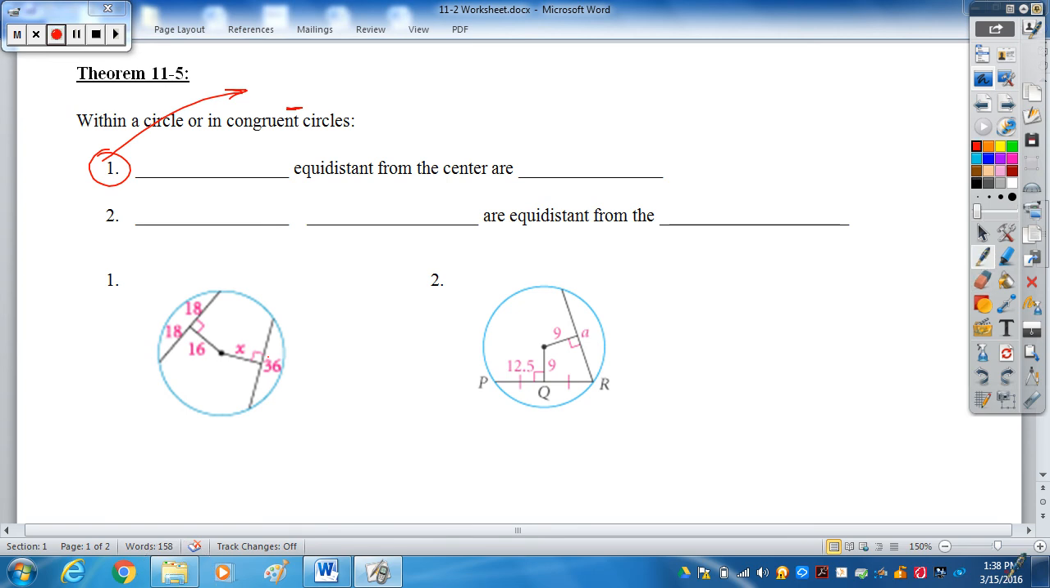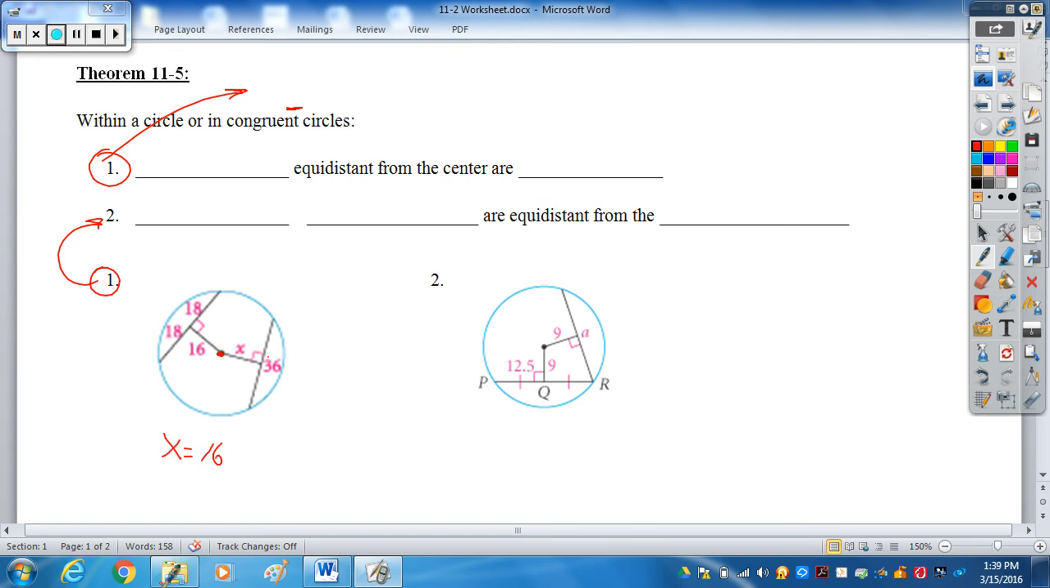For number two, congruent chords are equidistant from the center. Now it seems redundant, but they both play out in number one and number two down here. Here's what I want you to see. This one's like number two up here. If you notice, these chords are the same length, both 36. So what do we know about their distance from the center? Well, they have to be the same as well, and x is going to equal 16.